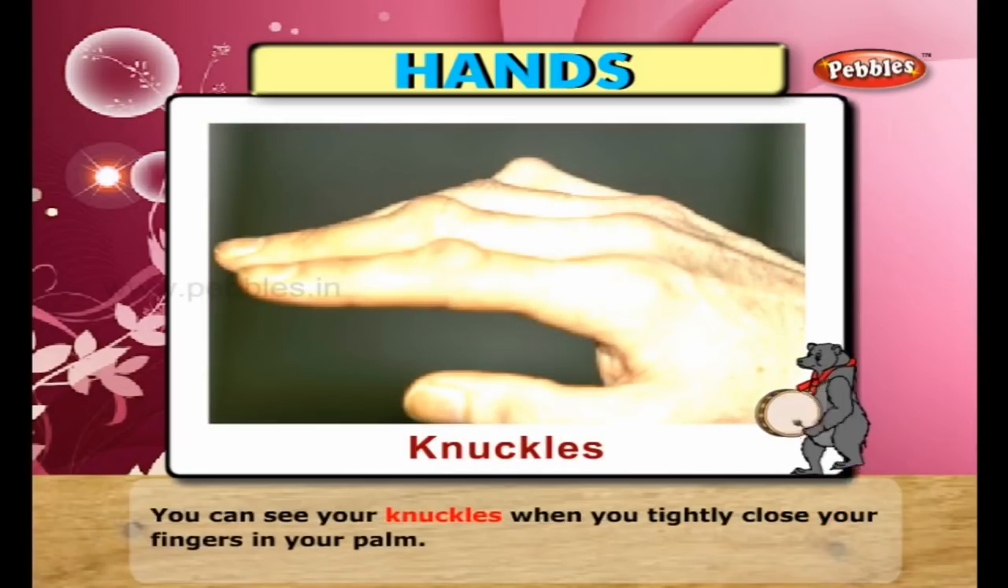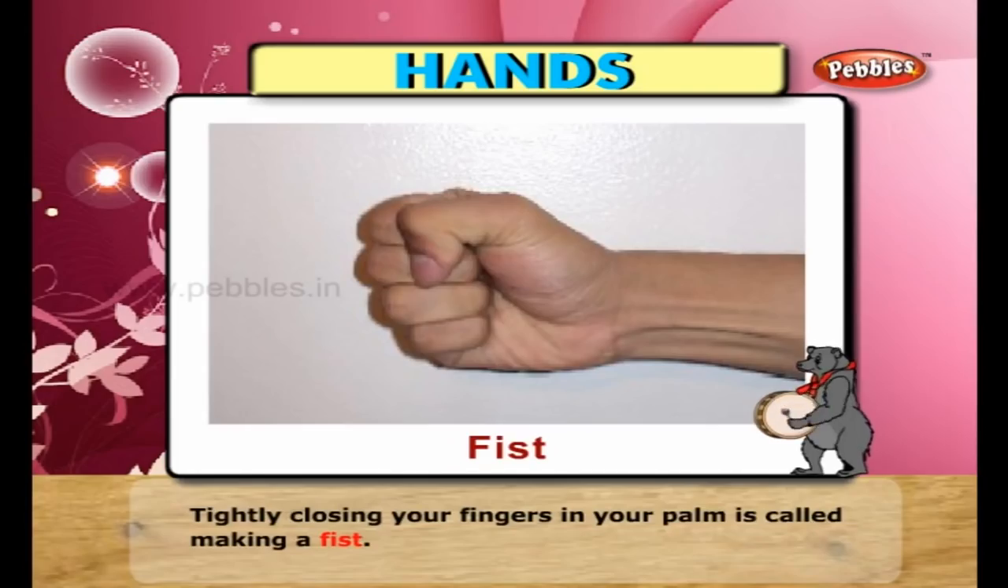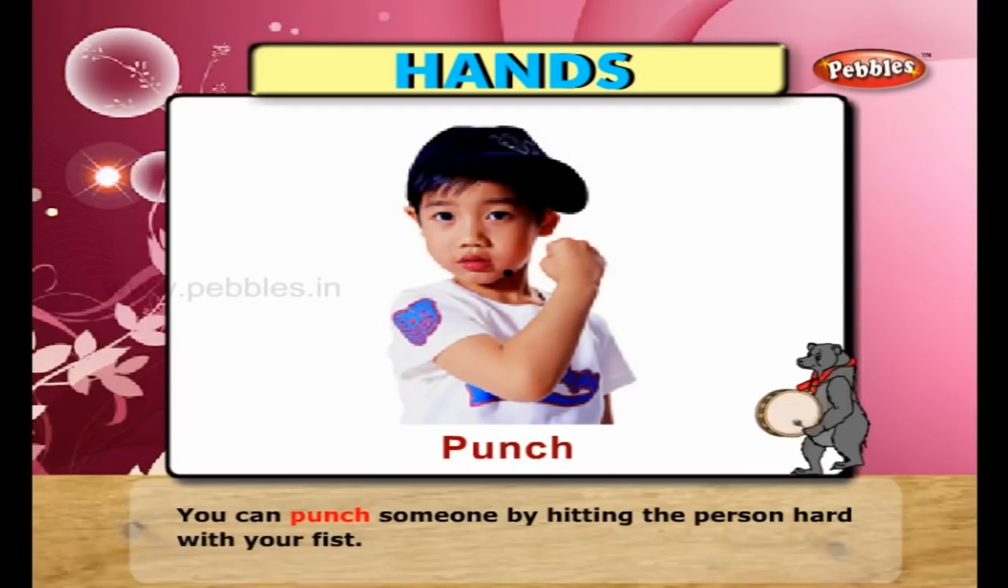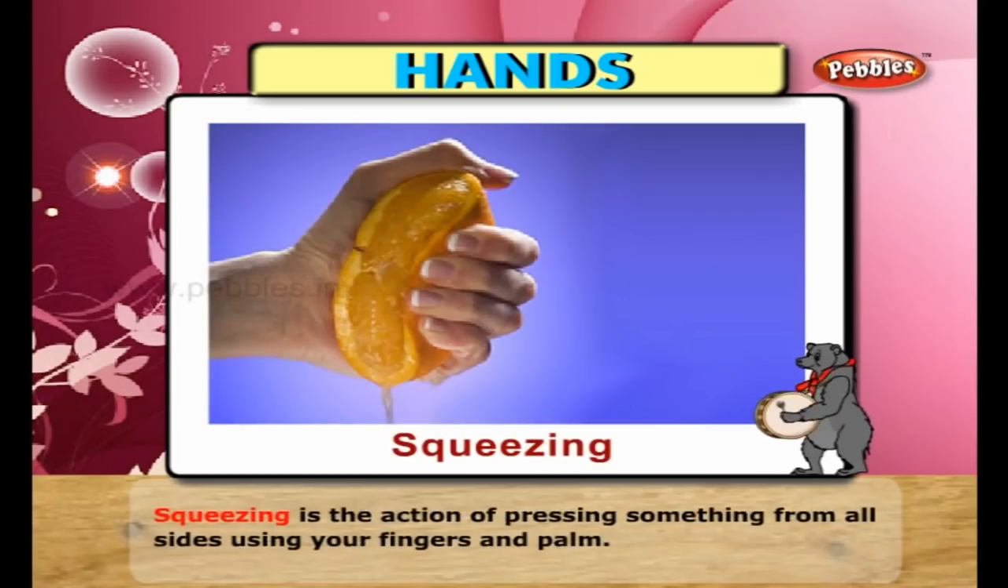You can see your knuckles when you tightly close your fingers in your palm. Tapping is the action when you hit something lightly with your finger or knuckles. Tightly closing your fingers in your palm is called making a fist. You can punch someone by hitting the person hard with your fist. Palm is the soft portion with fingers on your hand. You use your palm for holding things. Squeezing is the action of pressing something from all sides using your fingers and palm.